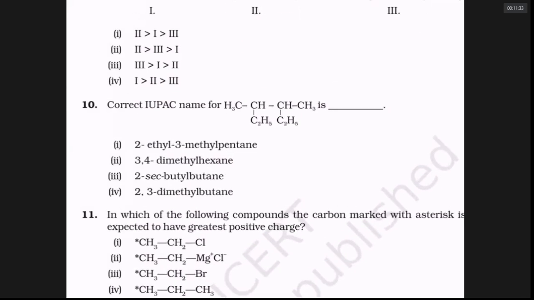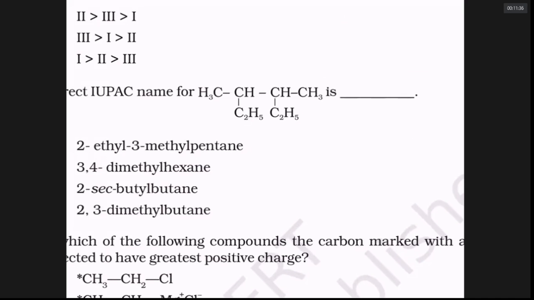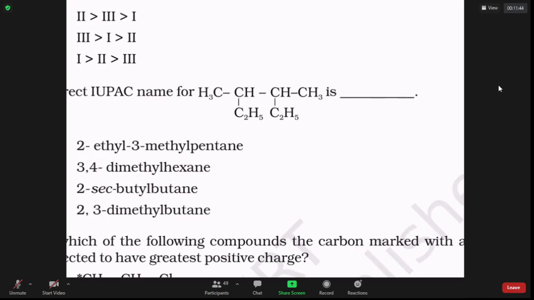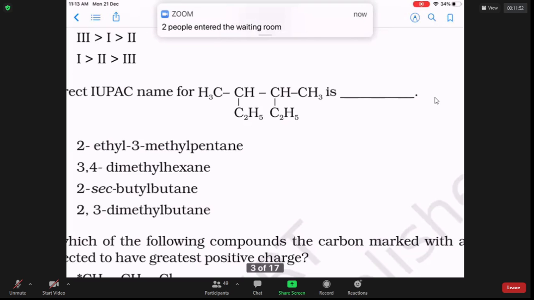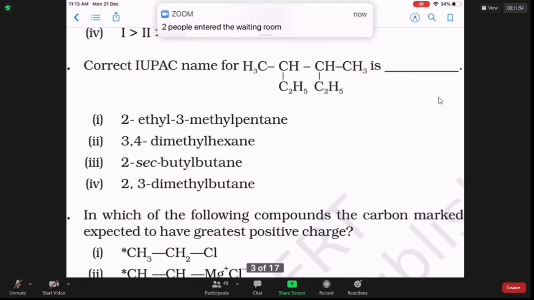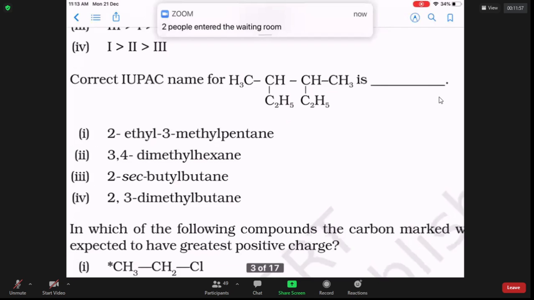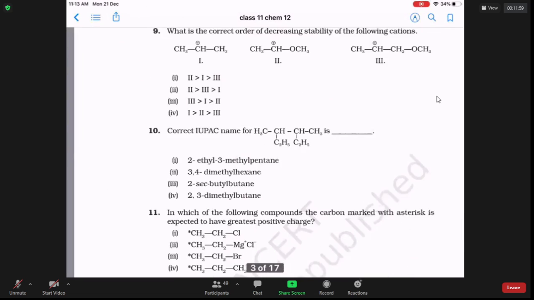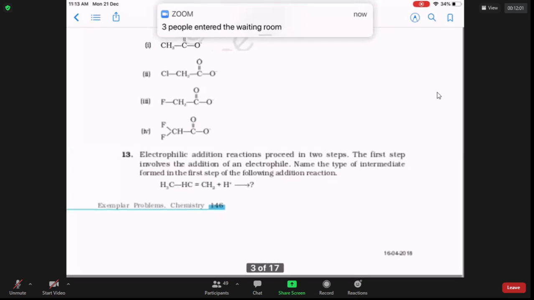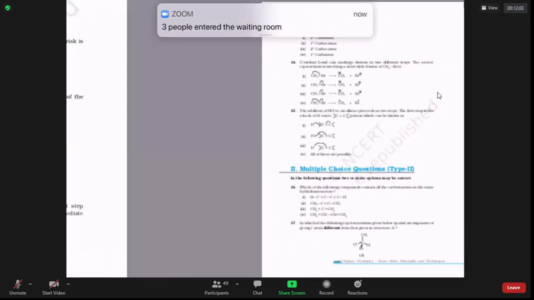Now let us look at question number 10, for example. Correct IUPAC name of this compound. The longest carbon chain has 6 carbons. You should count from ethyl group to ethyl group. 2, 3, 4, 5, 6. The longest carbon chain has 6 carbons, so it is hex. It is 3,4-dimethyl hexane. The right IUPAC name is given as 3,4-dimethyl hexane. Okay, sir? Let us look at another question.